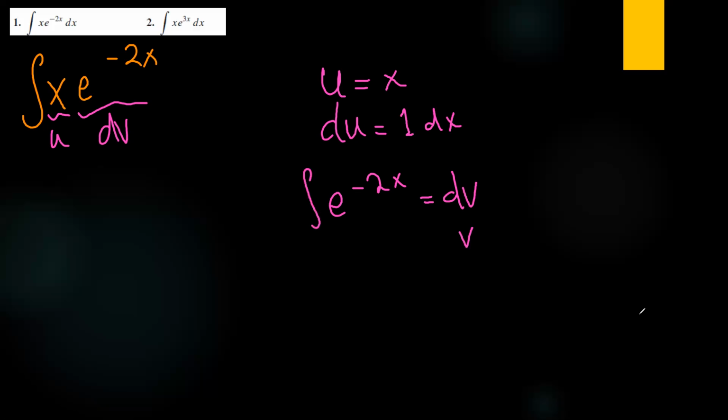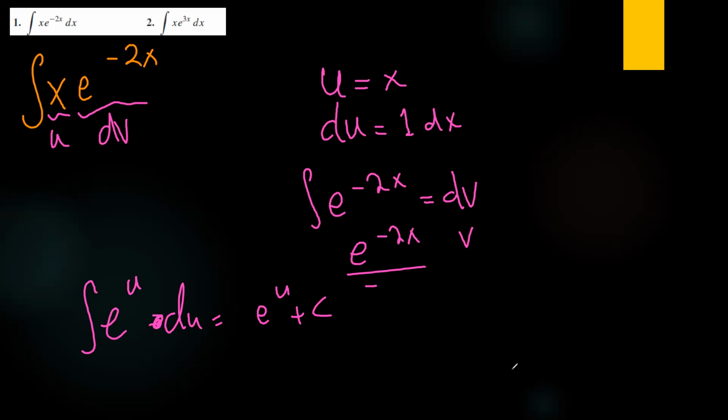Now, what's the integration of, as you remember before, e to the power u? What's the integration of it? E to the power u plus c. Okay, but here, what do you have to do? E to the power u times du will be the integration of e to the power u plus c. I mean here, you have to say it's e. The answer will be, after you solve it, e to the power negative 2x over negative 2.